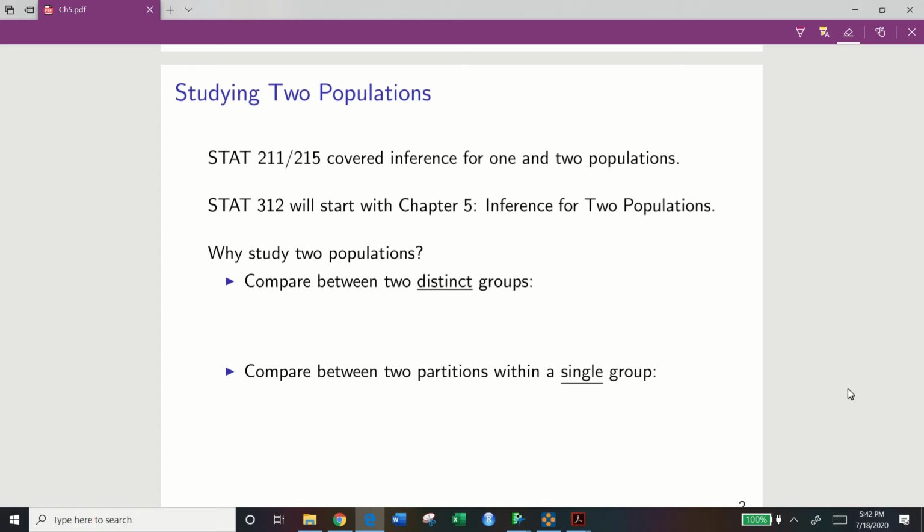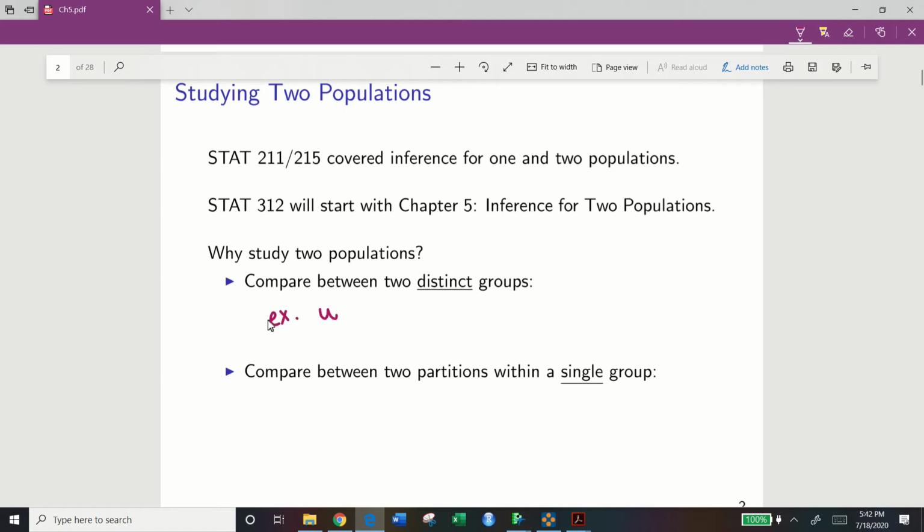Now, you may be saying, why should we study two populations? Well, when we do, there's really two motivations. We either want to compare two distinct groups, such as undergraduate and graduate students, or we have a desire to compare two partitions within a single group. For example, we often see this with drug trials, or sometimes we can see this in agricultural experiments.